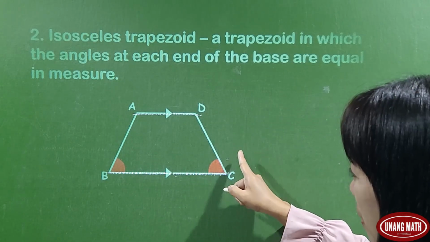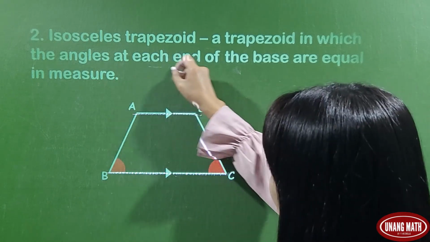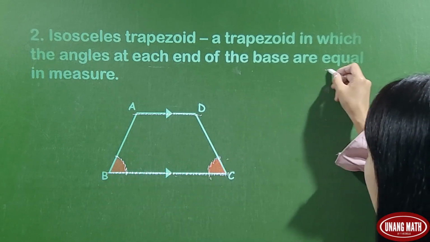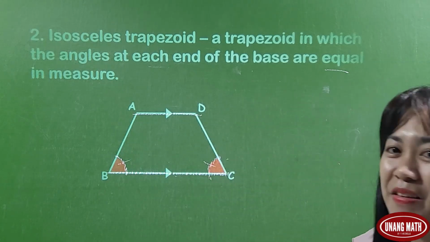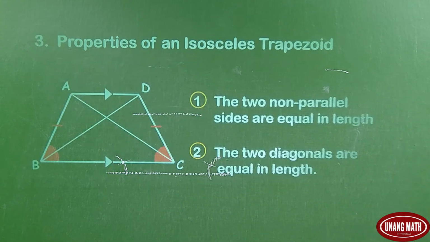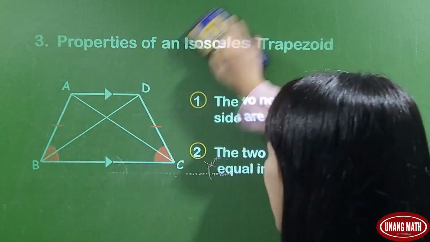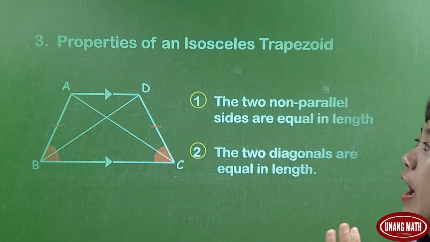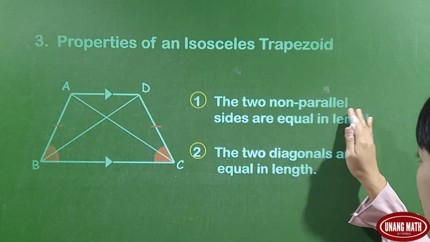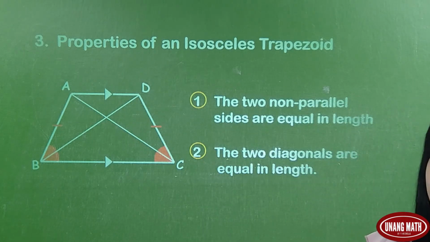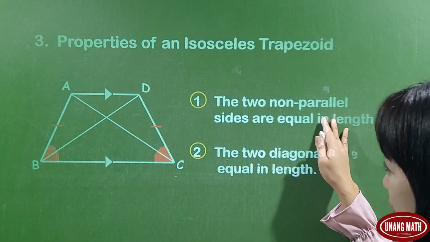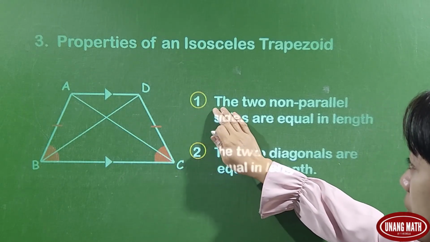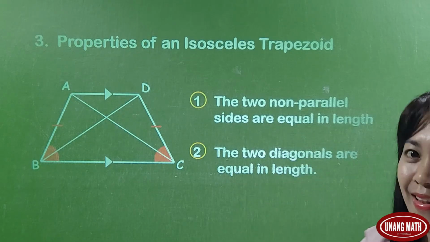And if this is an isosceles trapezoid, the angles at each end of the base, or these two angles, are equal in measure. What are the properties of an isosceles trapezoid that you need to understand and remember? First, the two non-parallel sides are equal in length. Let me explain this concept. If this is our isosceles trapezoid, according to the first property, the two non-parallel sides are equal in length.